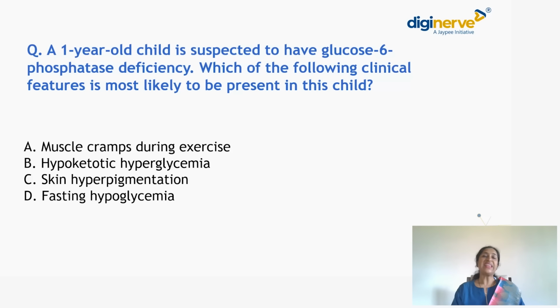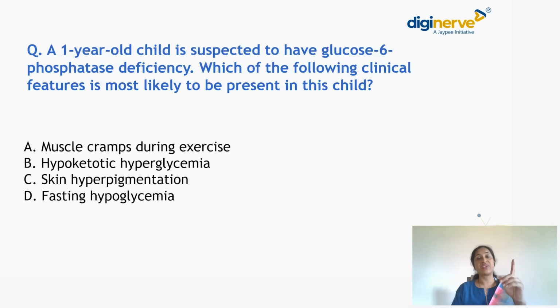So next question. A 1-year-old child is suspected to have glucose 6-phosphatase deficiency. Which of the following clinical features is most likely to be present in this child? Now, all of you will read the question very carefully. This is glucose 6-phosphatase, not glucose 6-phosphate dehydrogenase. Remember, clear reading of the question. Glucose 6-phosphatase. Now, where did we hear this enzyme? We read it somewhere in the glucose glycogen metabolism. That is where this enzyme glucose 6-phosphatase came. Okay, G6Pase deficiency. That is what this is.